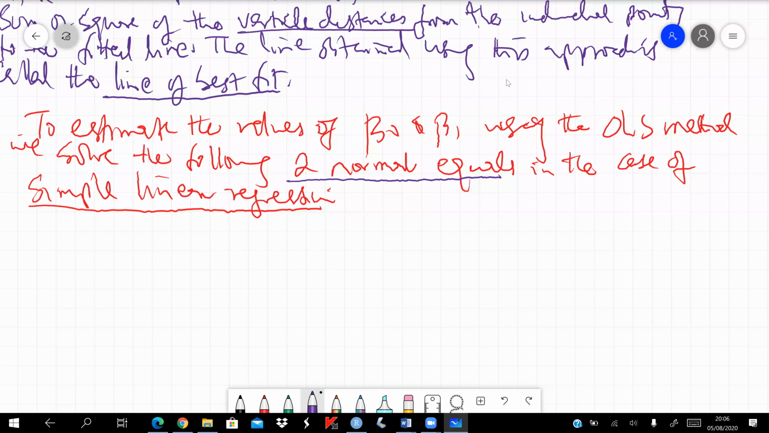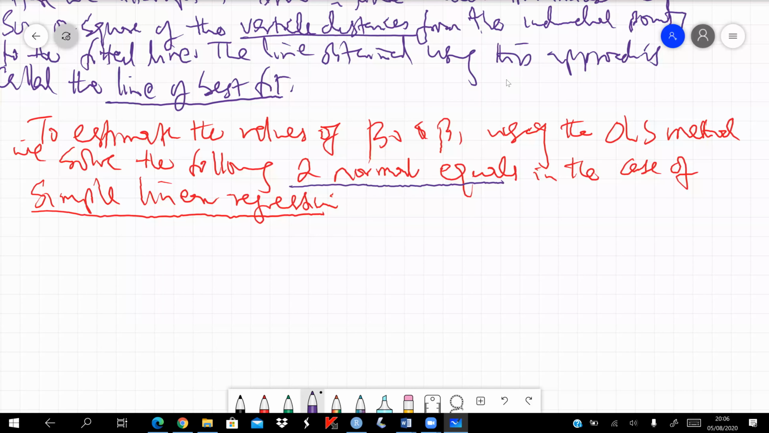If we have three variables, like in the case of multiple linear regression, you're going to have three normal equations. If you have 10 variables, you shall have 10 normal equations, and so on. But for the purpose of this class, we shall be giving illustrations up to three variables.